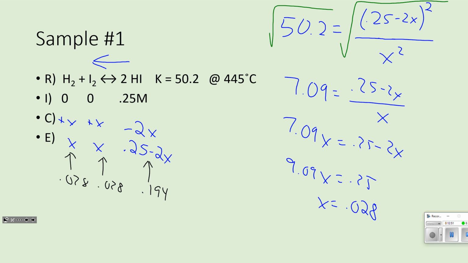Okay, so that's one method we can do. Again, set up your ICE table, like I have in the top right-hand corner of the screen. Q equals products over reactants raised to their coefficients. And now evaluate. How can I simplify this in order to solve for x? Because you need to solve for x in order to know what you have at equilibrium.